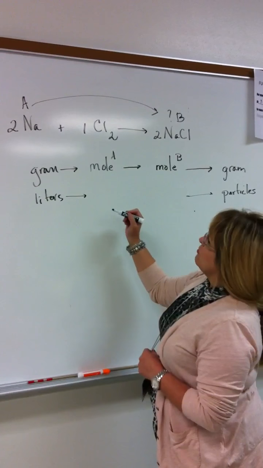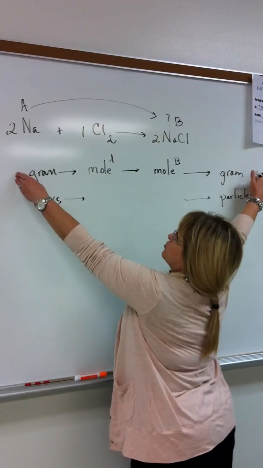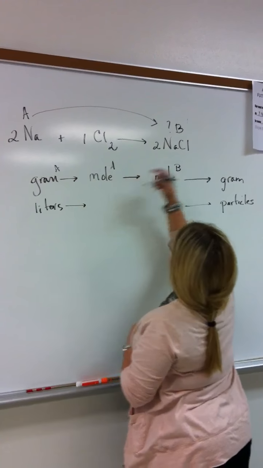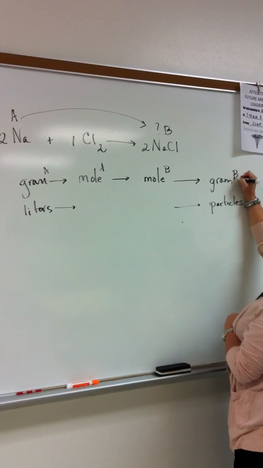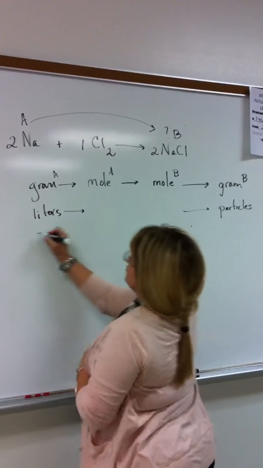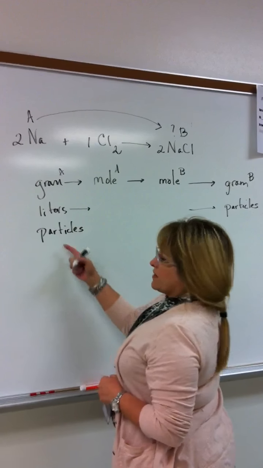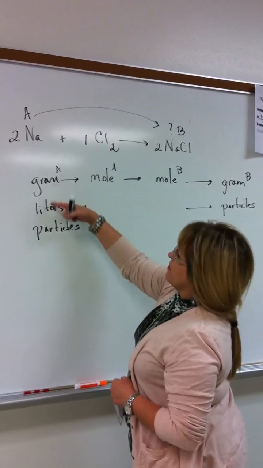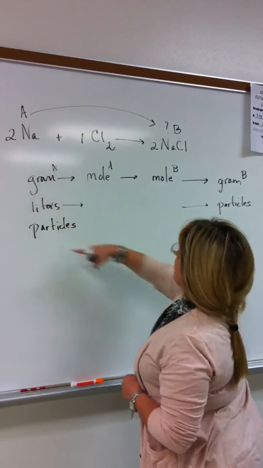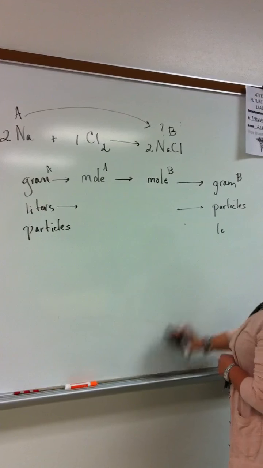And then they know that the setup for any problem, this is the big picture, is grams of A to moles of A to moles of B to grams of B. And of course, these end things can be grams, liters, or particles. And they have to memorize what the types of particles are, and that this A to B situation is good for all of these on either end. Can be liters over here too.